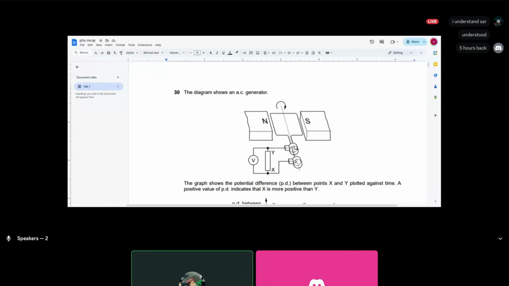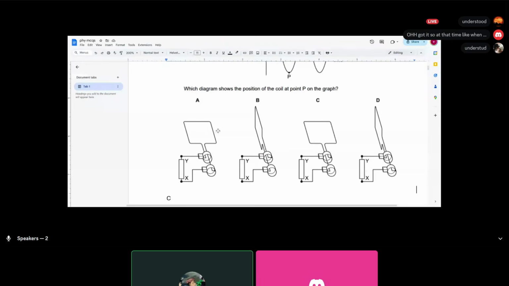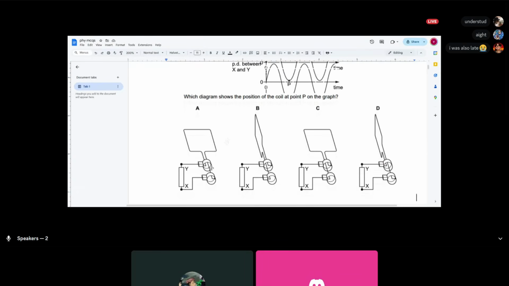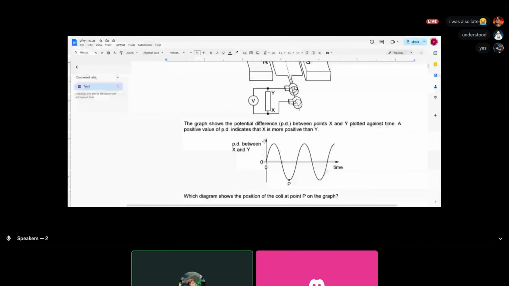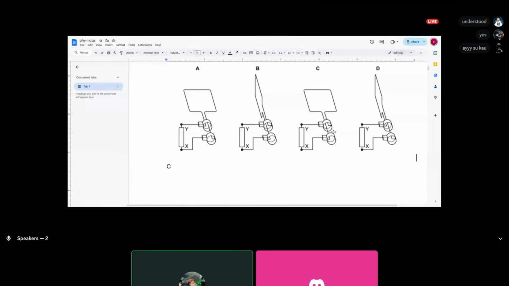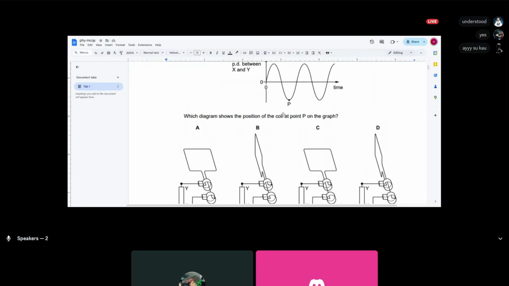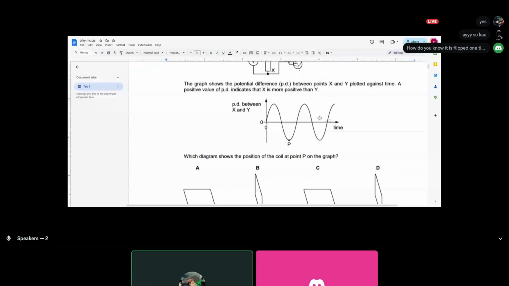Now, if we look at the position at A, it means it's only completed one half rotation, right? Because it's flipped one time. That means it's only going to go to the positive peak, so up here somewhere. Now in C, we can see that it's completed a full rotation. It's come back to the original position, meaning it's going to be negative EMF.